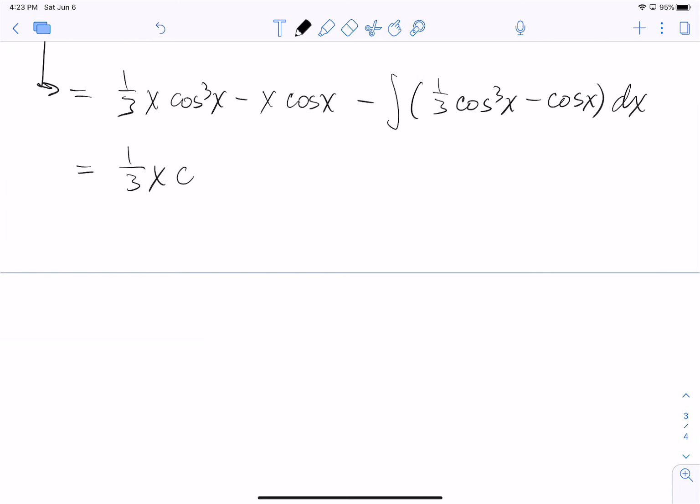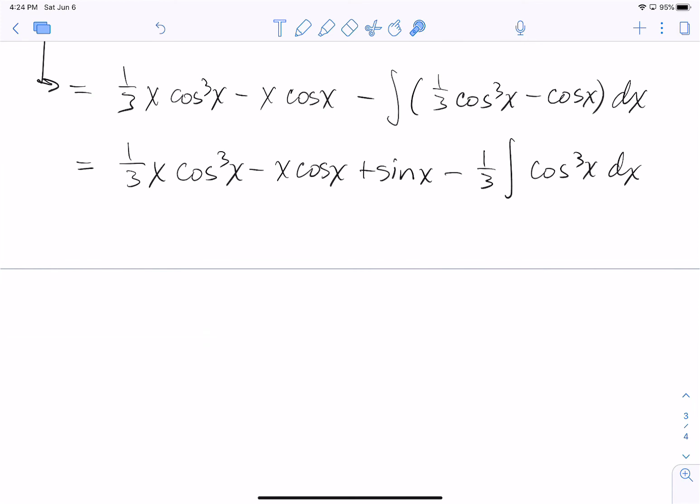1/3 x times the cosine cubed of x minus x times the cosine of x. That came from uv from the previous step. A negative times a negative cosine of x when we integrate becomes a plus sine of x. And then we still have a minus 1/3 times the integral of the cosine cubed of x dx. I would now like for you to pause the video and integrate the cosine cubed of x dx, thereby finishing the problem.